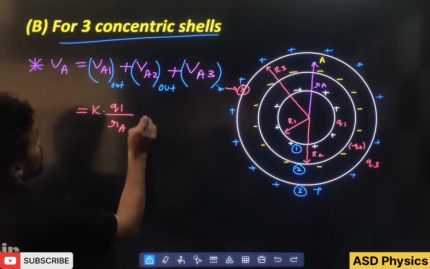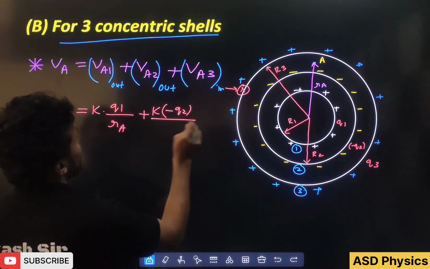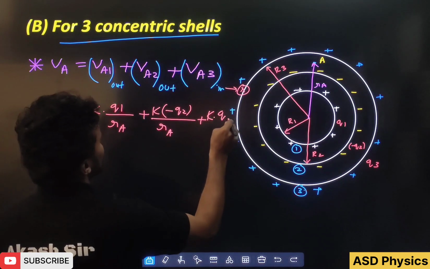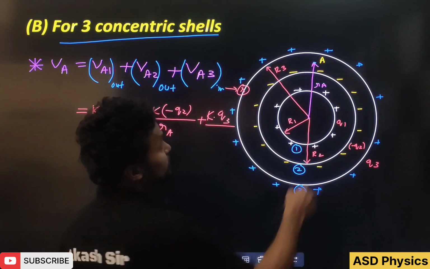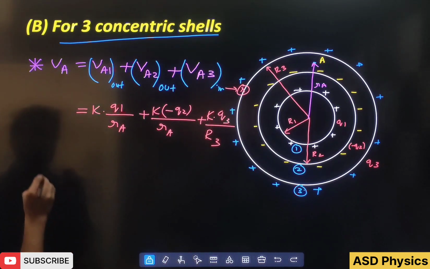How much there? RA. Plus negative charge is there, for your basic understanding I have written here. Again, outside means which length? Actual length. Plus K into Q3, whatever potential at the surface, same potential inside. That means which length we have to use? This R3 length we have to use. Okay? I hope you have understood very well.